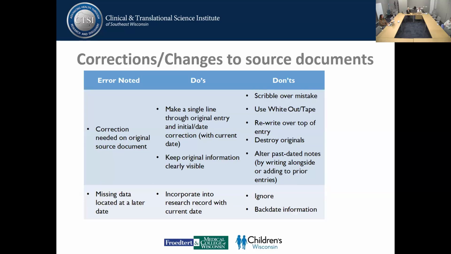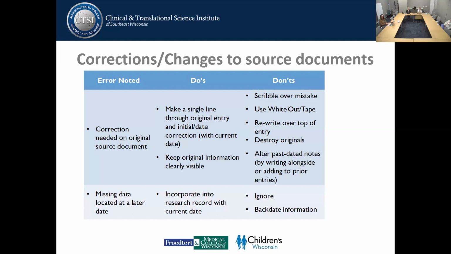Okay, I'm assuming that most of you are aware of the GCP guidelines, and one of those is the correction you're going to make on a source document. Again, you make a single line through the original entry, initial, and date with the current date. Do not backdate. You don't want to scribble over any mistakes. You don't ever want to use whiteout or tape. Again, don't rewrite over the top of the entry. And that is the one that I find that most of the PIs will do. They'll just try to correct it by writing over it.